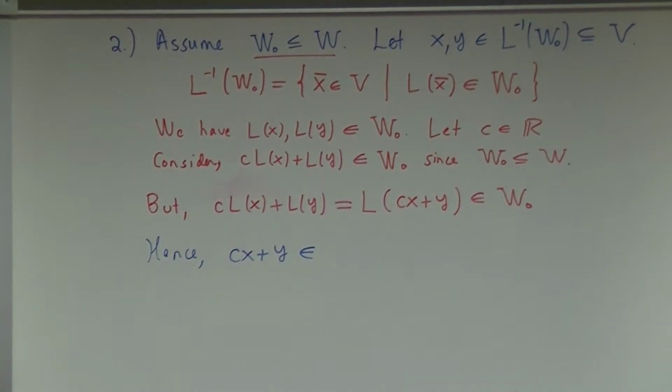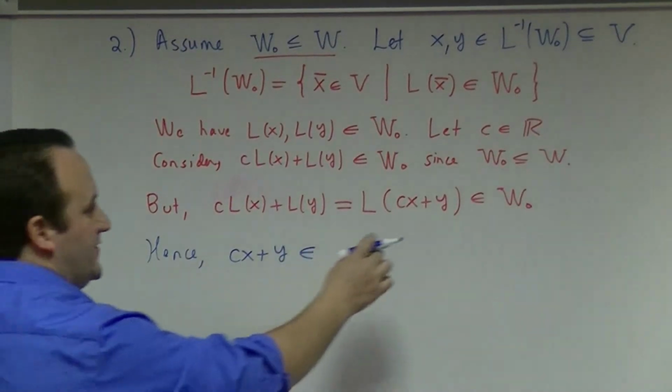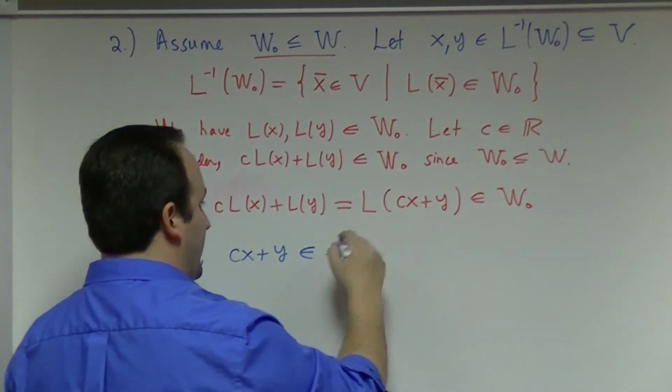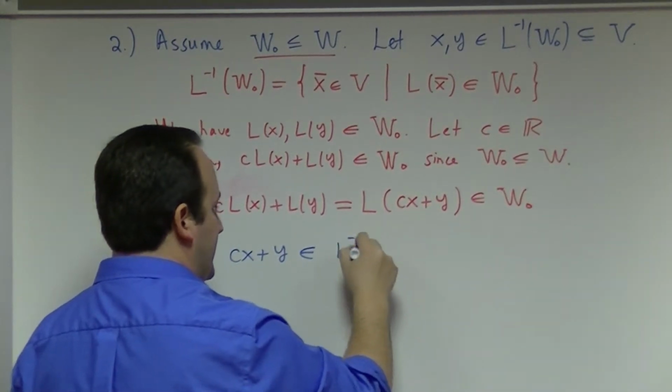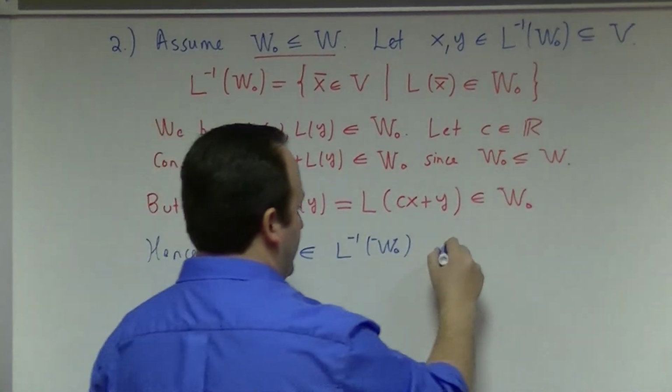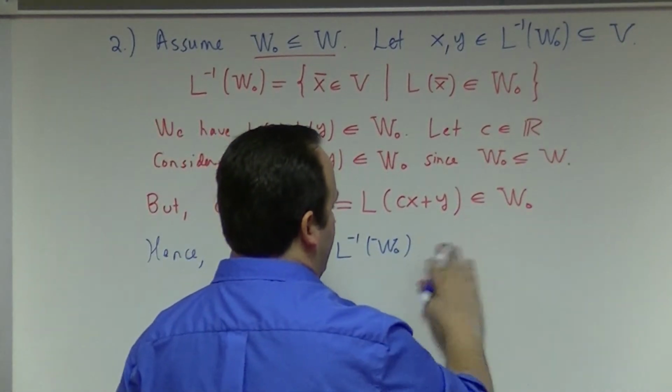Element of the inverse image of W naught. They are an element of V, it's true, but that's not specific enough. Element of the inverse image of W naught. Yeah, they are in the inverse image of W naught because their image goes to W naught, right? So that means that cx plus y is in L inverse of W naught. Therefore, oh man, you just showed it to me.